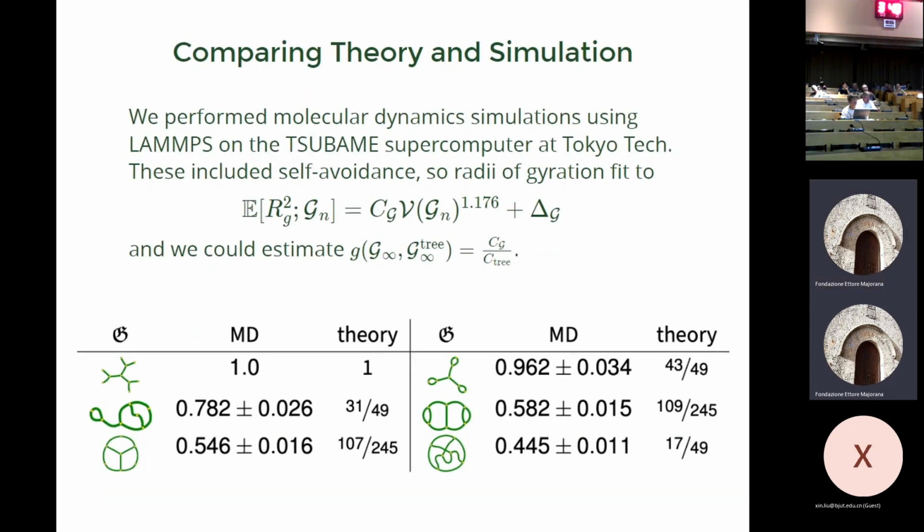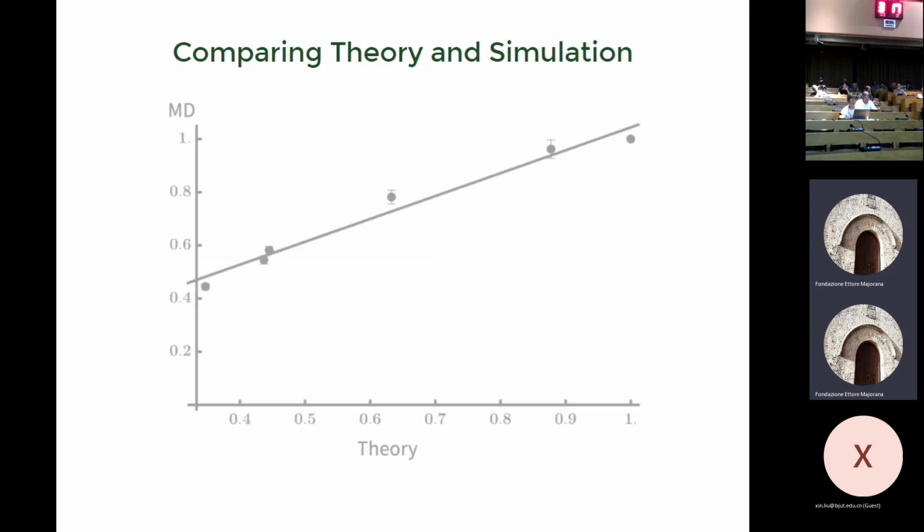Now we said, okay, well, let's compare to a numerical simulation where we're actually computing the same thing. We're not looking at elution volume. We're actually looking at radius of gyration in the simulation. So this is molecular dynamics on the Tsubame supercomputer, and then from this you can estimate the ratio of the radius of gyration of what you get to the tree. The molecular dynamics gives you these numbers. The theory that I said before gives you those same rational numbers. And then when you plot them, again, you get this extremely linear relationship between these two things.